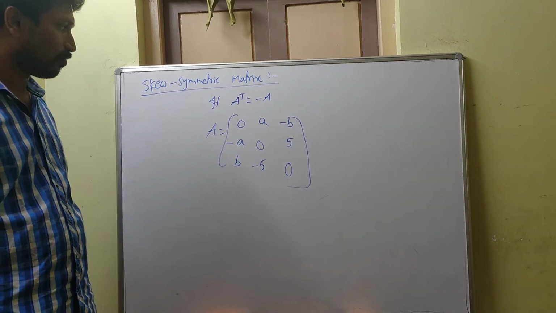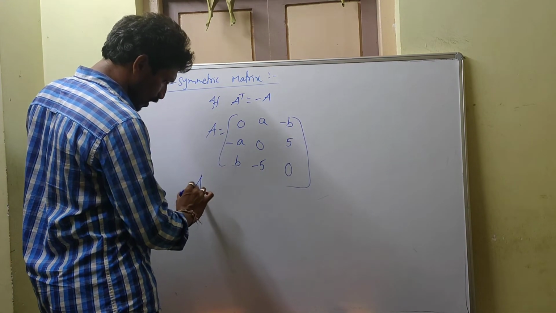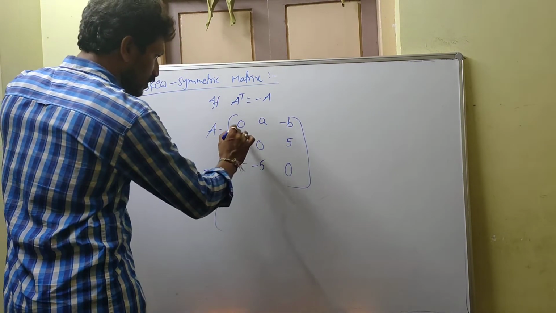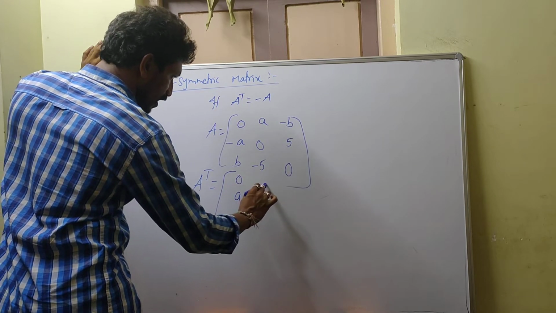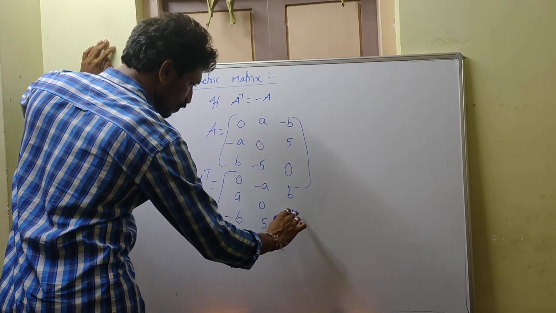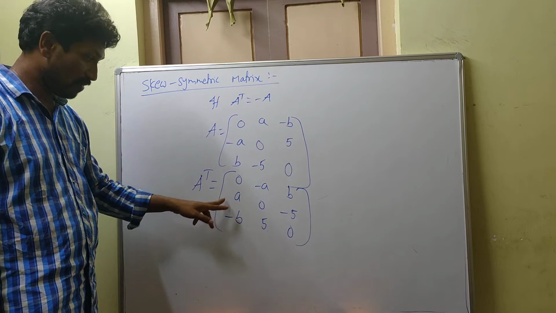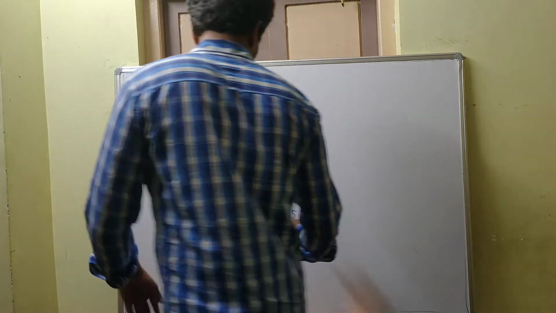Okay, very very important. Whenever you write like this, go for A transpose. Row as column: 0, A minus B, minus A 0, 5, so B minus 5, 0. Is it A? No. Is it minus A? Once you check it out. If you want to take minus A, just multiply with minus.